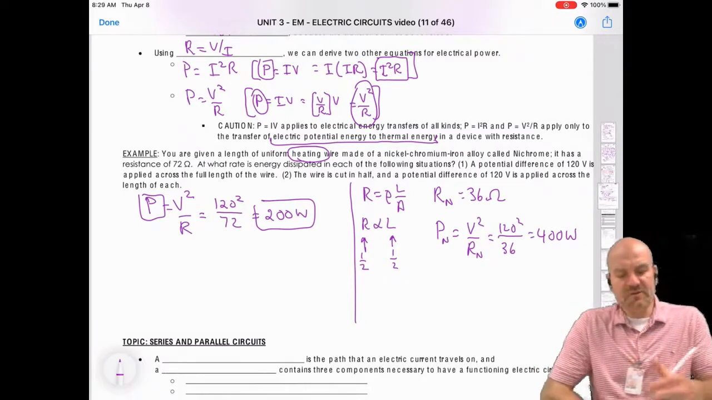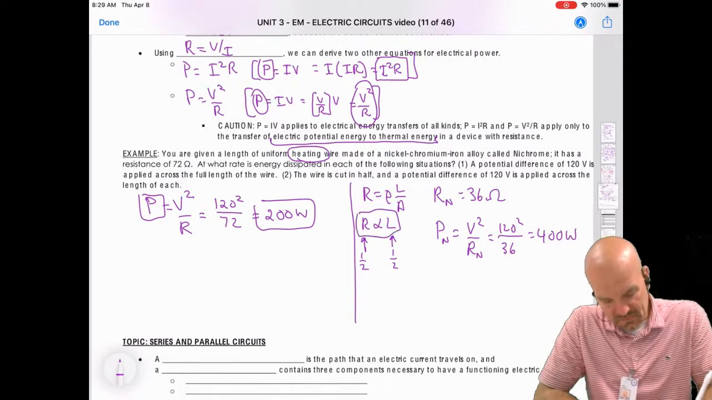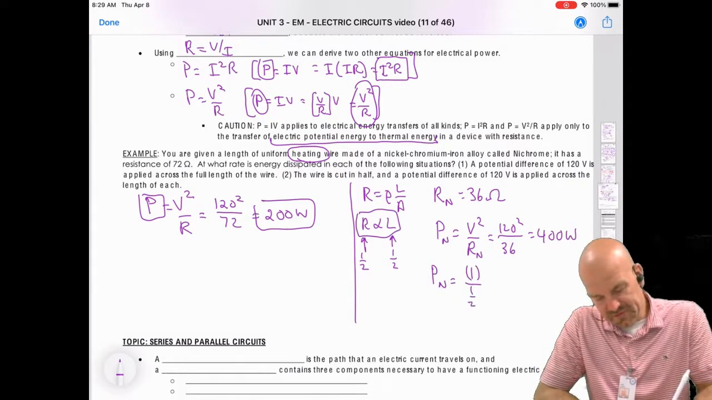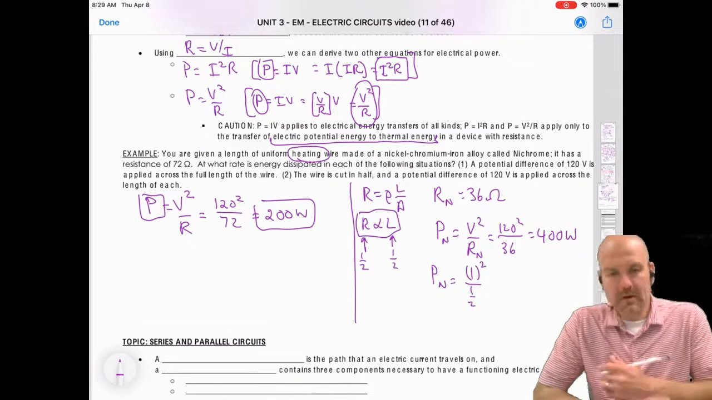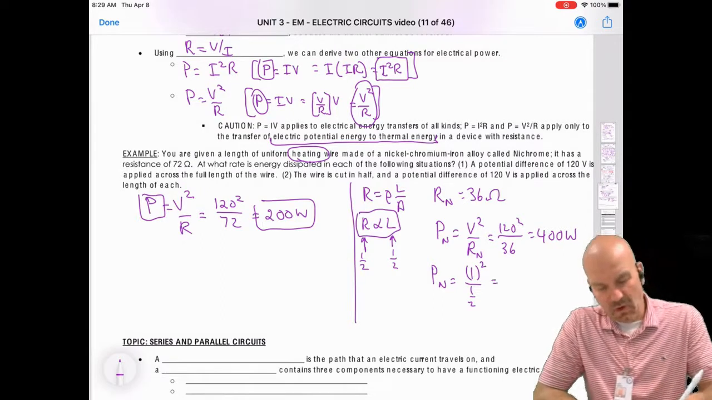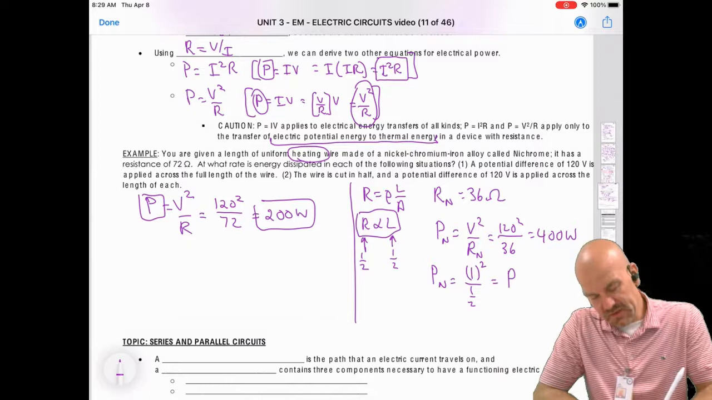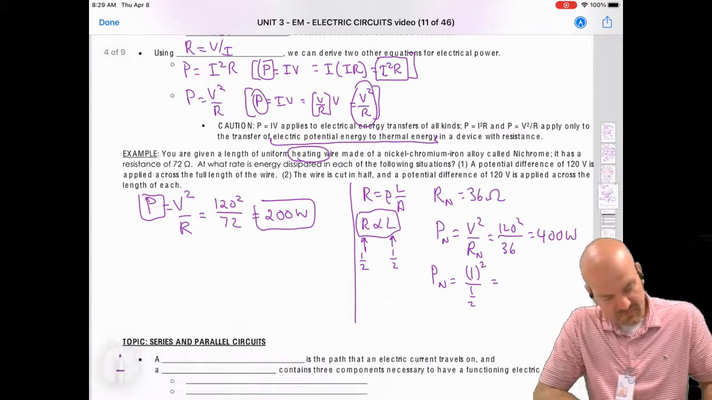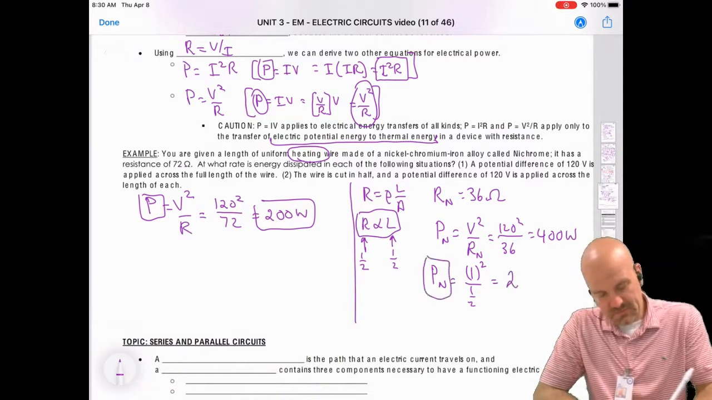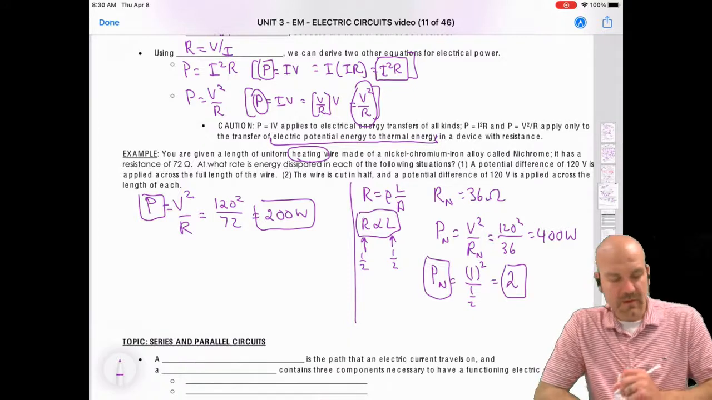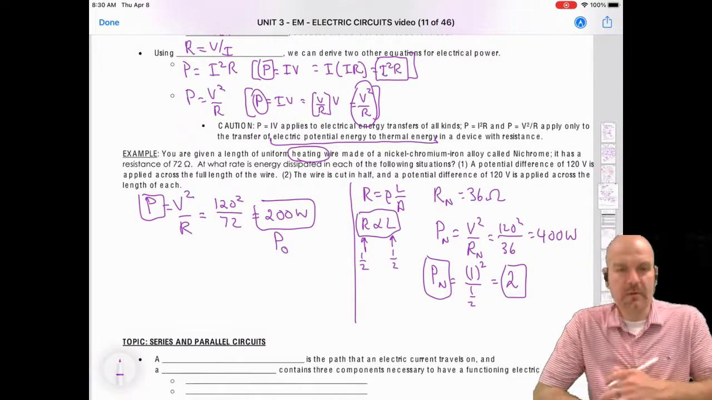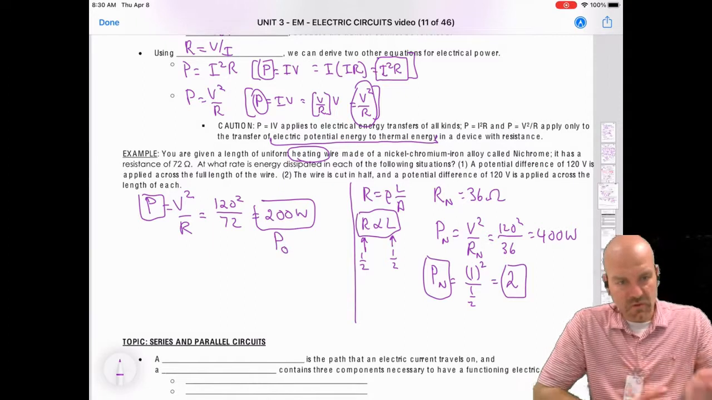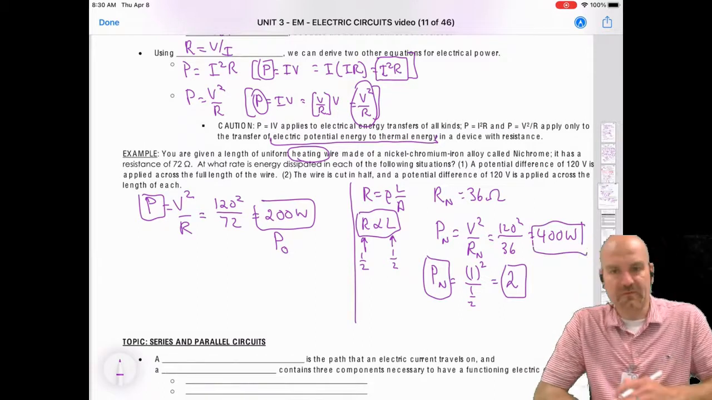You can also do this using factors of 1, knowing that these two have a direct relationship. What is my new power if I keep my voltage the same but cut my resistance in half? I get 1 over 1/2, which tells me that my new power is double my old one, P original. And you can see that it popped up right here with 400 watts.